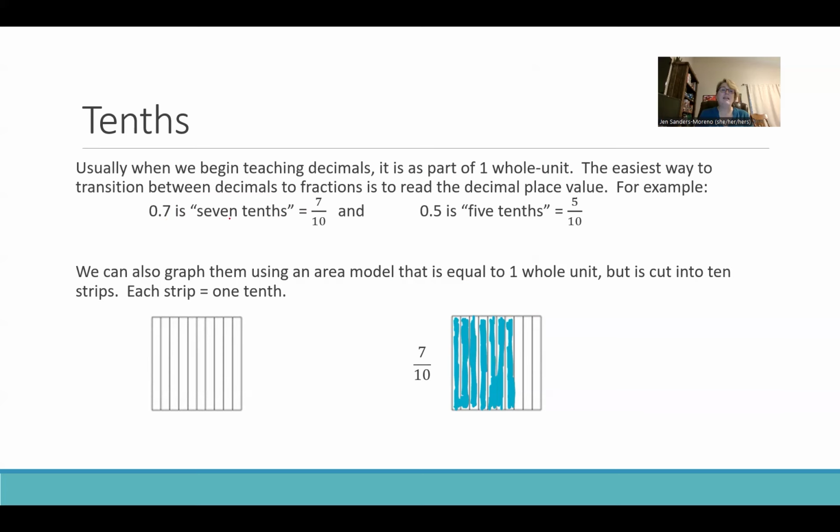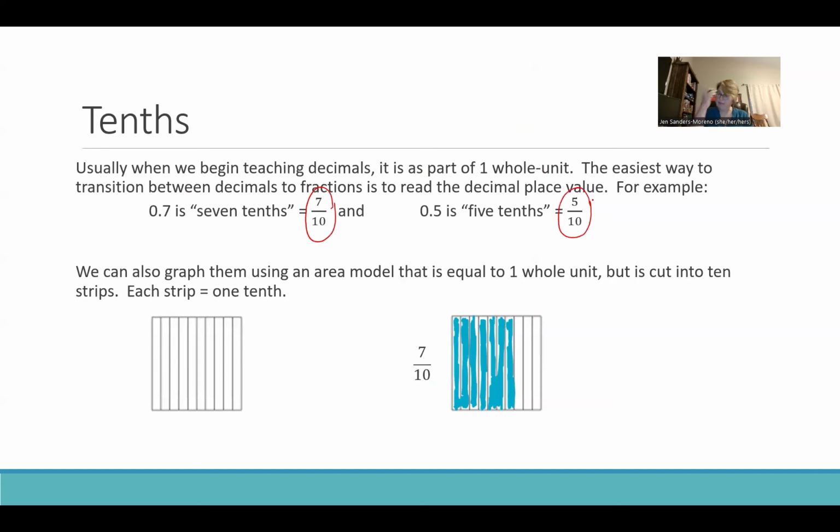And the beautiful part is that converting between decimals and fractions is basically, can you read it and then write it as a fraction? So if I read 7/10, I can write 7/10. And if I read 5/10, we can write 5/10.